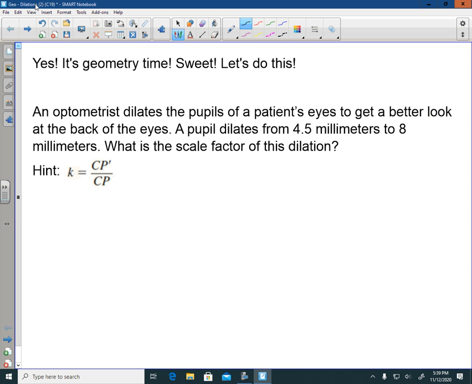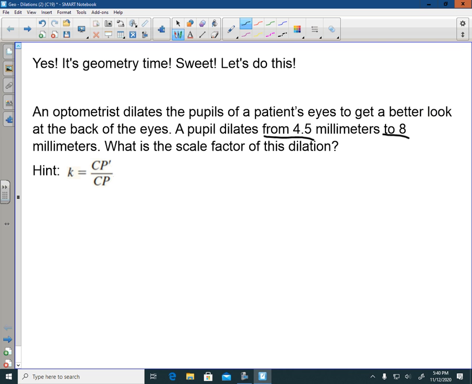All right. So here's how you solve this problem. Remember, our little hint is a little formula for calculating scale factor, and that's what we're trying to do. On top, CP prime indicates the distance between the center of dilation and the object after it has been dilated. And then the bottom is the distance between the center of dilation and the preimage, or the object before it has been dilated.